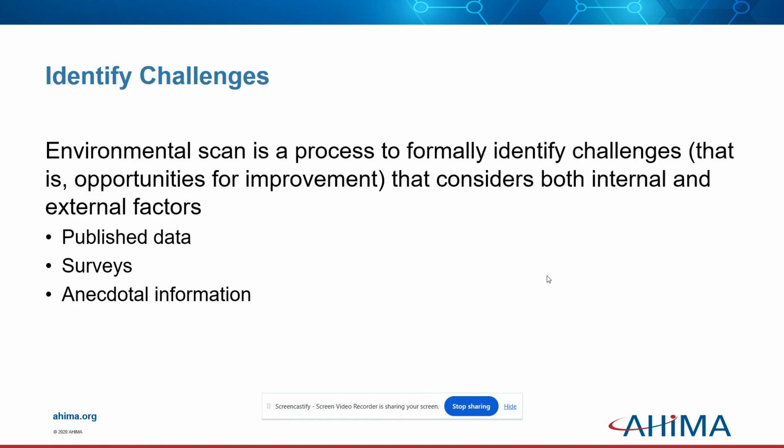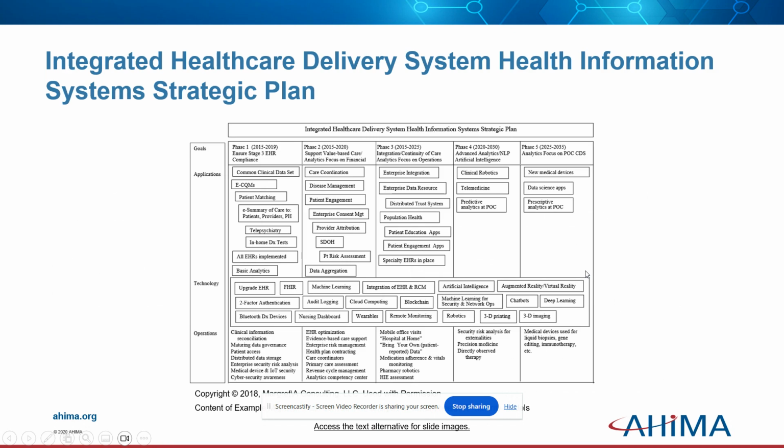Thinking about the challenges, we conduct an environmental scan. Internal, external factors. And so with this identifying of challenges, we may think of a SWOT analysis. Internally, what are the strengths and weaknesses? Externally, what are the opportunities and threats? And so here is just an example of a health system, health information system strategic plan. And you can see here the various year spans, the applications that are involved, any technology, operations, etc.